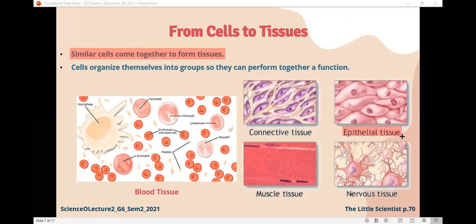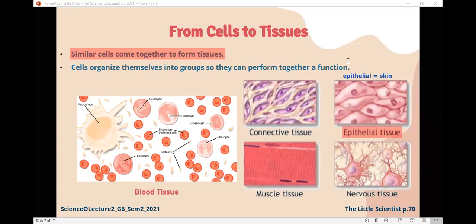Epithelial tissue is made of epithelial cells. Epithelial cells means skin cells. Together, which kind of tissues do skin cells build? Epithelial tissue. Okay, muscle cells, which kind of tissues do they make?